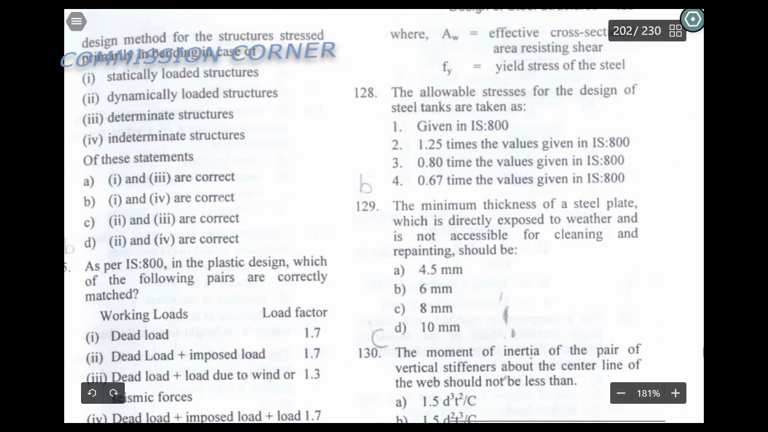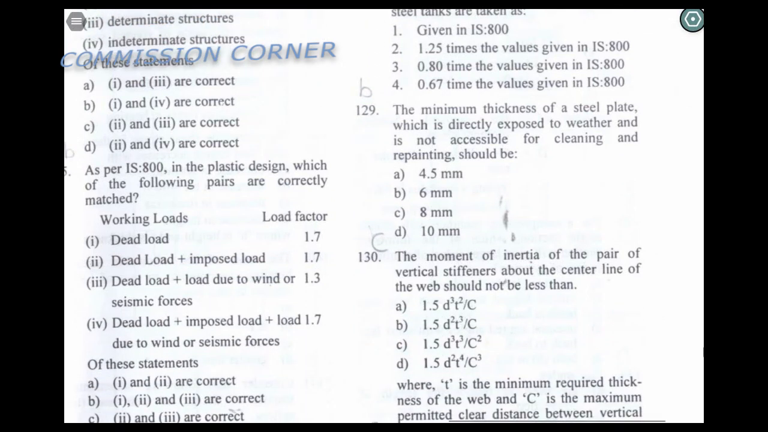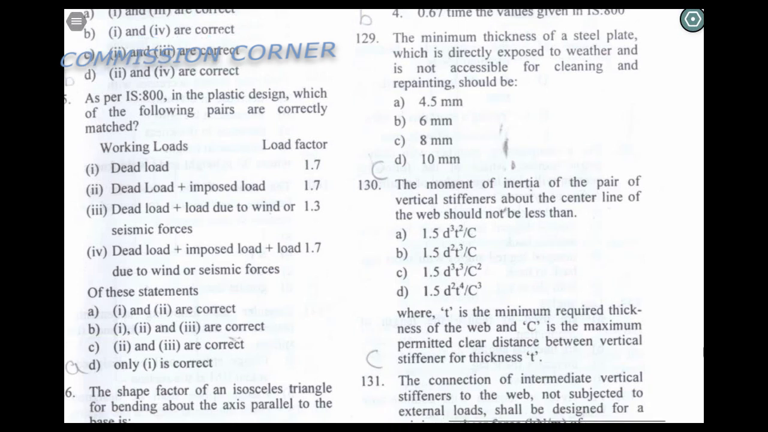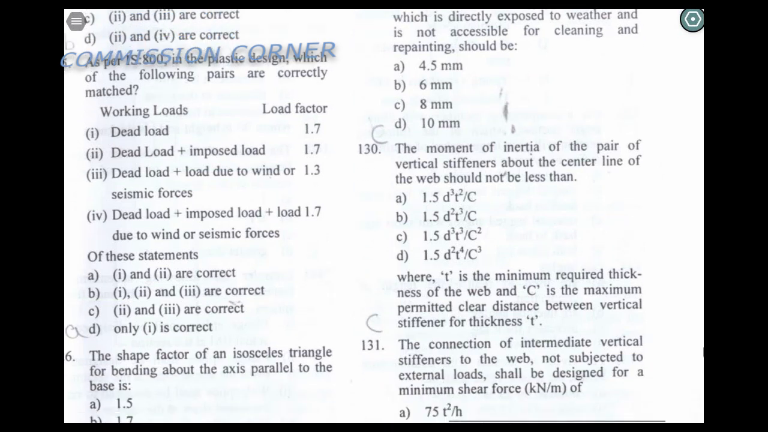Next, question number 125. As per IS 800, in the plastic design, which of the following pairs are correctly matched? Dead load, load factor of dead load is 1.7, correct. Dead load and imposed load factor 1.7, correct. Dead load plus load due to wind or seismic force 1.3, no, the factor will be 1.2. Dead load plus imposed load plus load due to wind, this is also a false statement, so the correct answer will be option number A, first and second statement, correct.